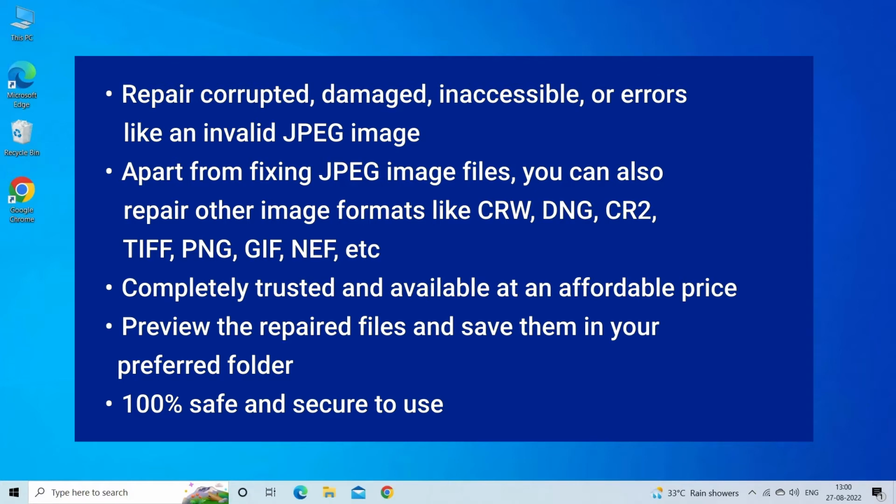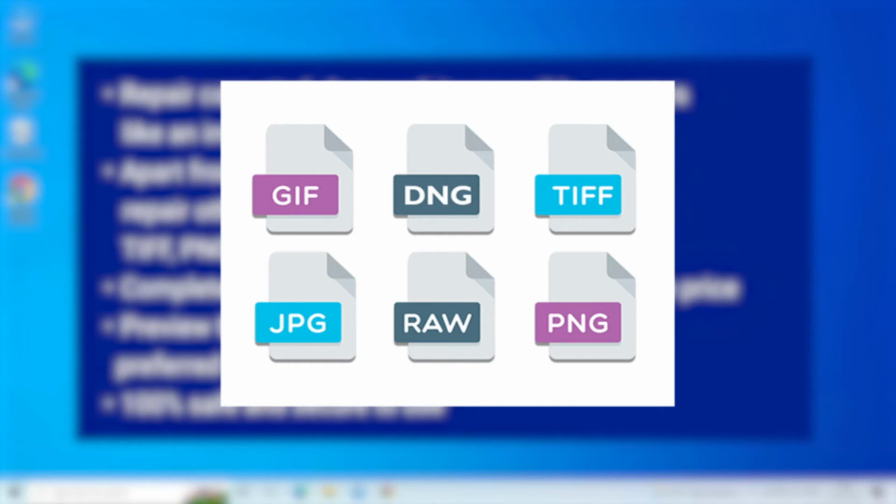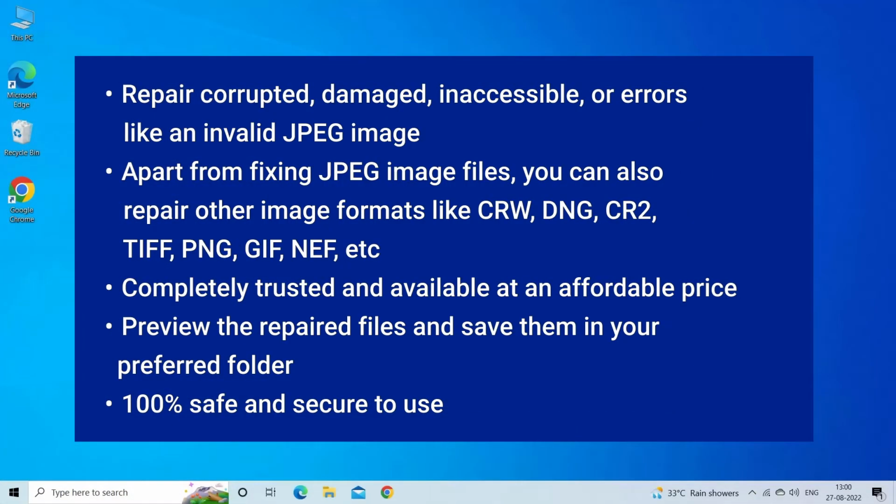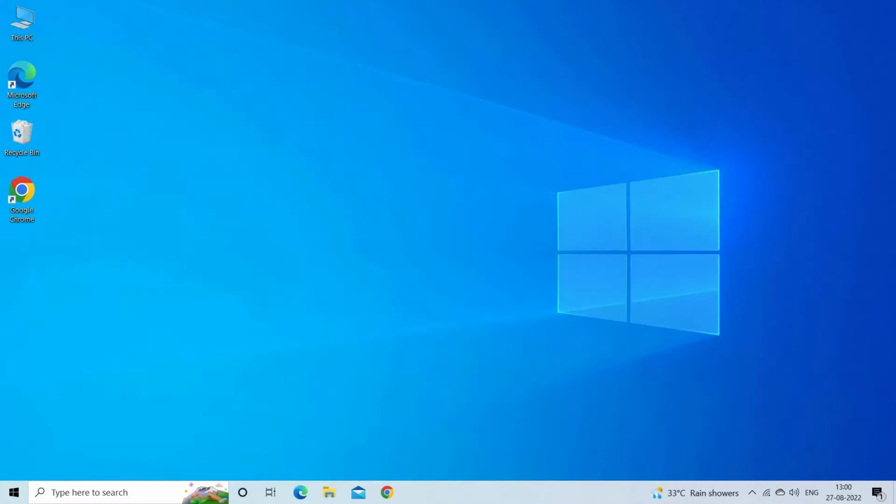Apart from fixing JPEG image files, you can also repair other image formats like CRW, DNG, CR2, TIFF, PNG, GIF, NEF, etc. Completely trusted and available at an affordable price. Preview the repaired files and save them in your preferred folder. 100% safe and secure to use. The best thing about this tool is that it is compatible with both operating systems, Windows and Mac.